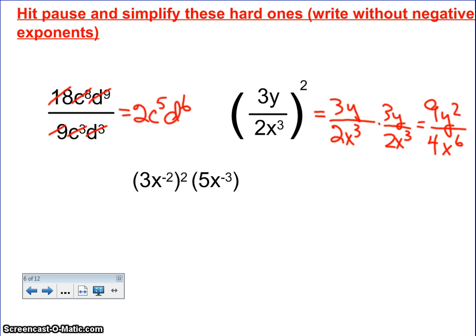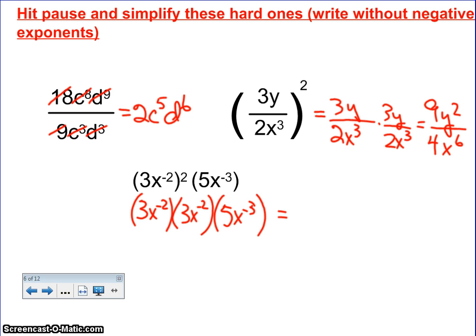The problem at the bottom is a little bit more difficult than the others. It takes a few steps. I'll go ahead and move it up there. All right, but I'm going to write this first part out the long way. So it's going to be 3x to the negative 2 times 3x to the negative 2. And then we've also got the 5x to the negative 3 there.